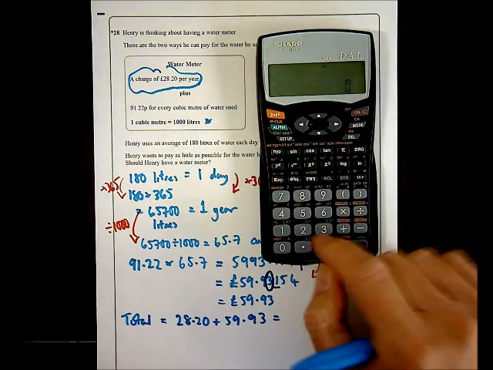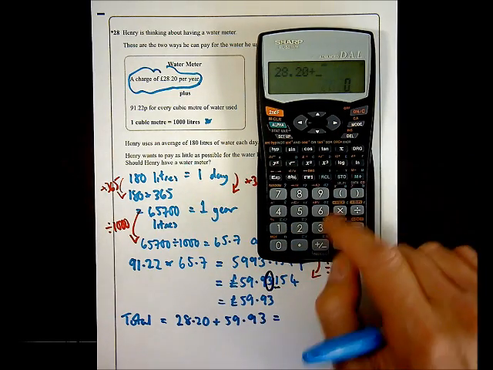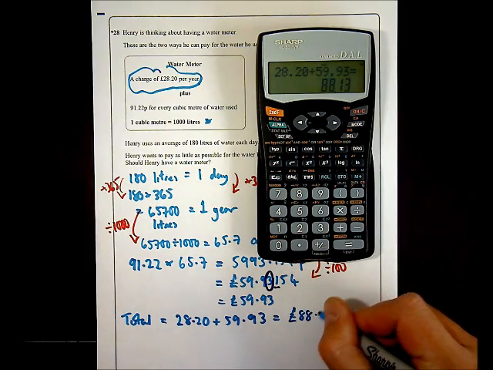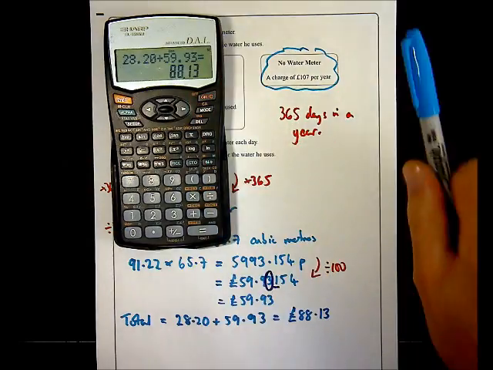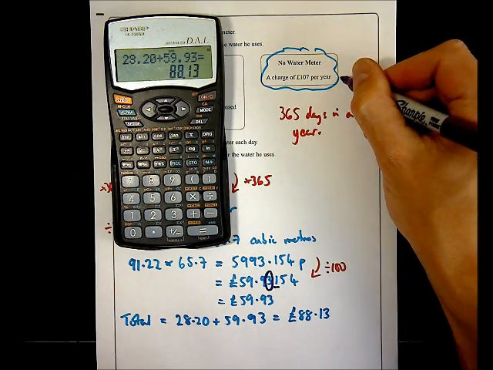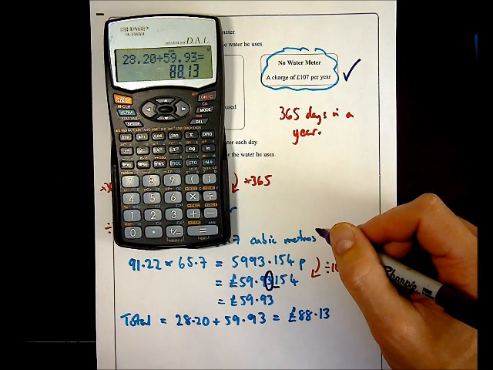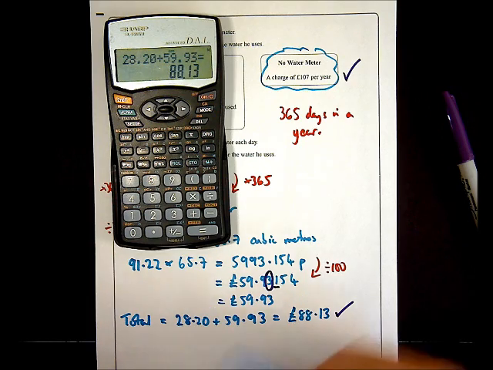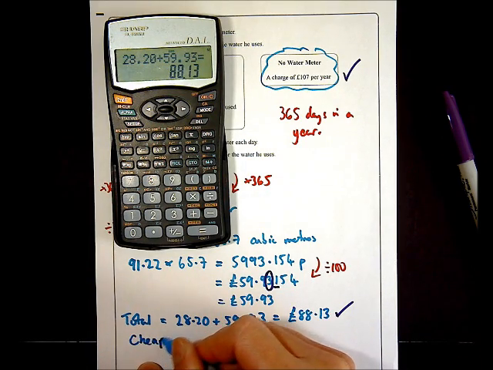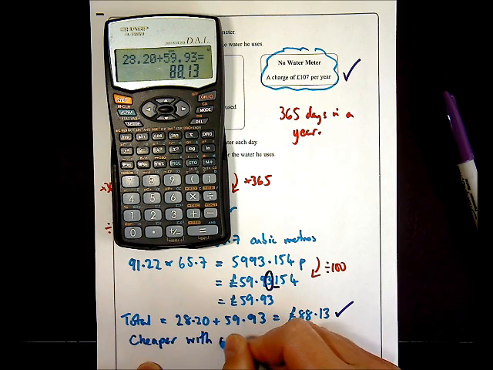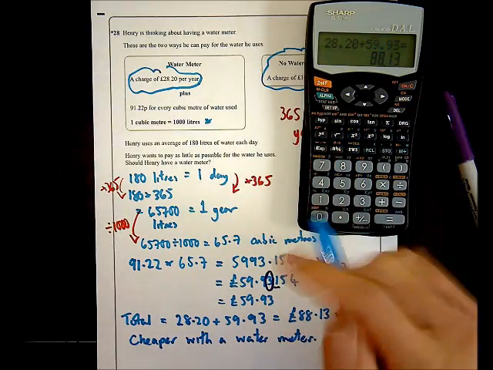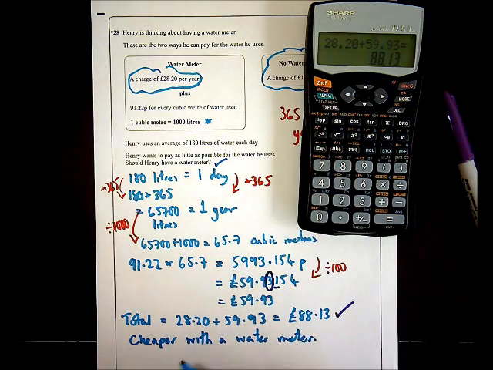So £28.20 add £59.93, and I get that that is £88.13. Now, looking at the cost for without a water meter, which is here, that's a charge of £107. Now, the cost with a water meter is £88.13. So I just need to answer the question and say which is cheaper. So I'm going to write down cheaper with a water meter. Now I'm not asked what the difference is, I'm just asked whether he should have a water meter. So it's cheaper with a water meter. I'm done. And that concludes the exam paper.